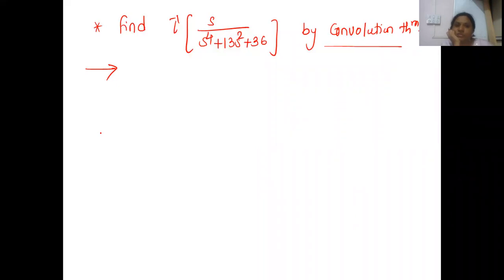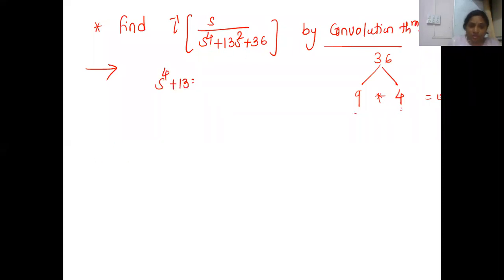Yes, you have to factorize this. How will you factorize? 36 and 13. Such two numbers whose multiplication is 36 and addition is 13. 9 and 4. Yes, 9 into 4 is 36 and 9 plus 4 is 13. So yes, 9 and 4 are the two such numbers. So what are its factors? s raised to 4 plus 13 s square plus 36 can be written as s square plus 9, s square plus 4.